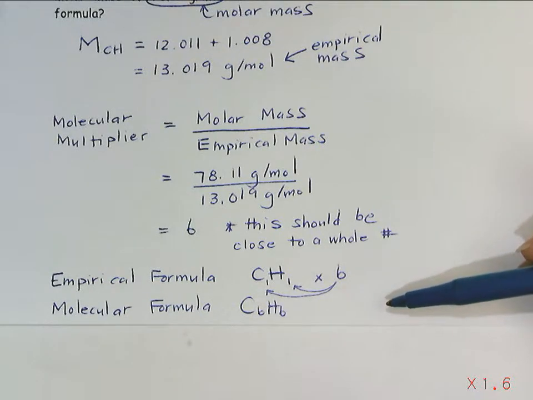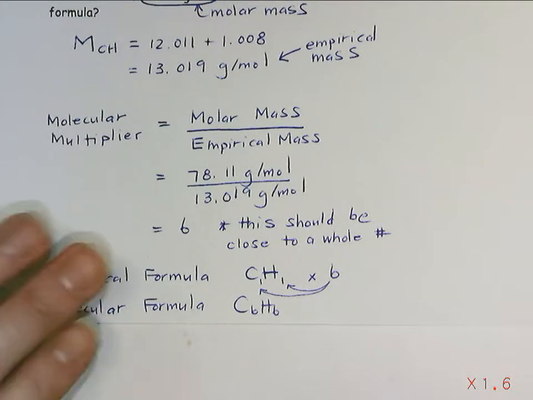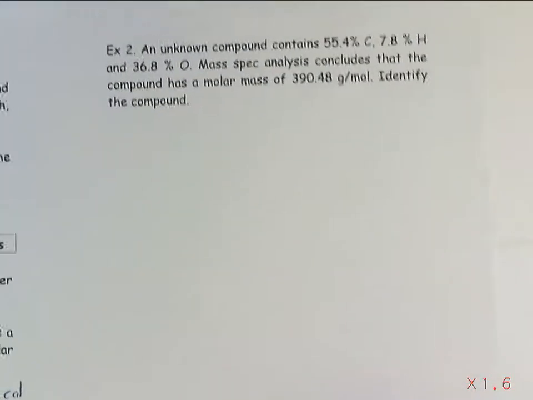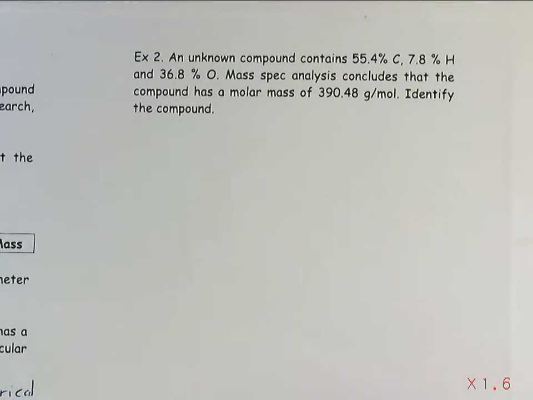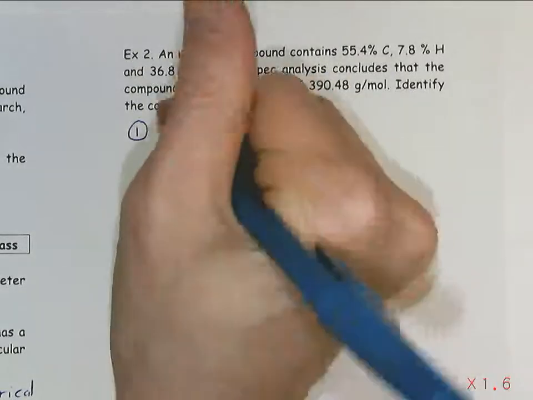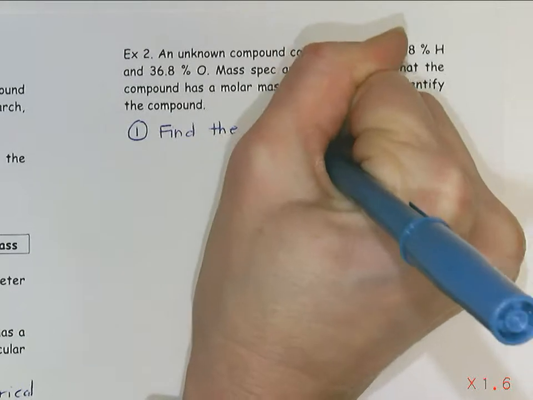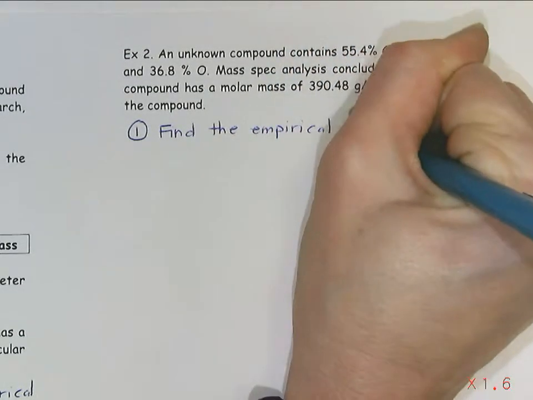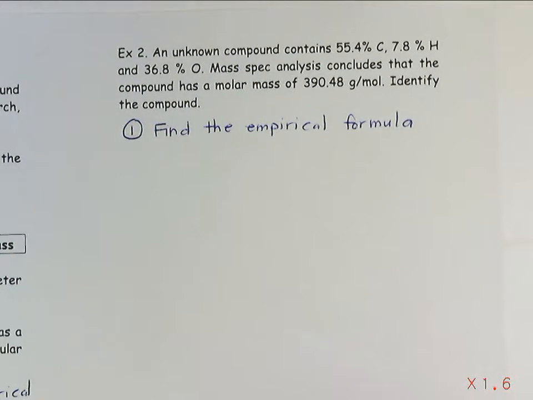So this is the new step that we're going to be adding on to the end of last day's problems. What I'm going to ask now is that the supply teacher just pause the video. You are going to start with example number 2, and you are going to get all the way down to the empirical formula. So number 1, find the empirical formula. And then you're going to try the new part, which is to find the molecular formula.